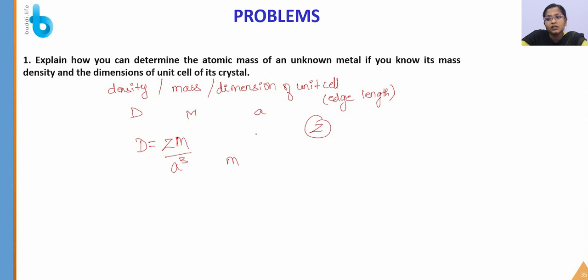And another thing is, with the help of mass, we can calculate the atomic mass. Mass is equal to atomic mass by Avogadro's number, okay. So this Avogadro number is a constant, and Avogadro number is equal to 6.023 into 10 power 23. So this number is constant. So we know the mass value and we know the Avogadro's number, so that we can easily calculate the atomic mass, okay. So atomic mass can be determined by using this formula.